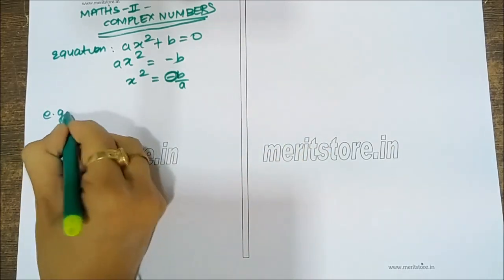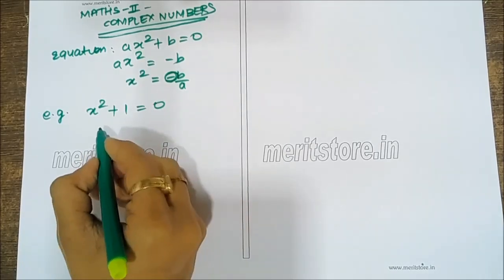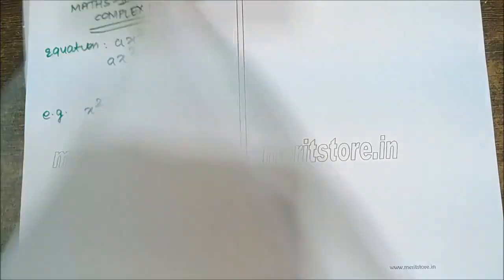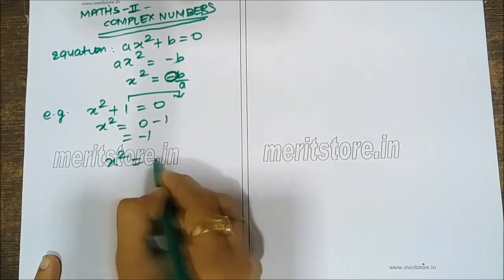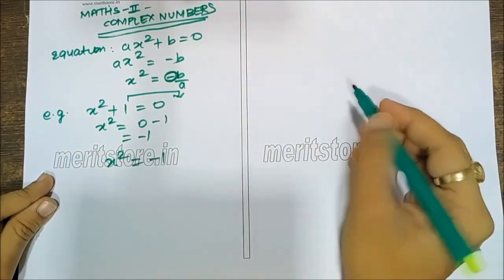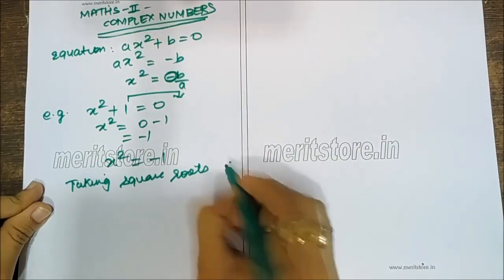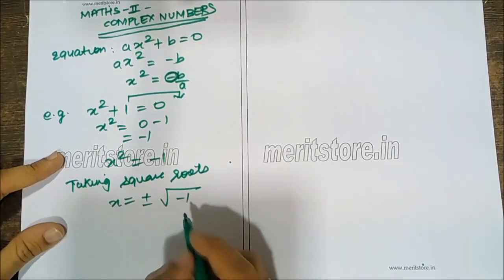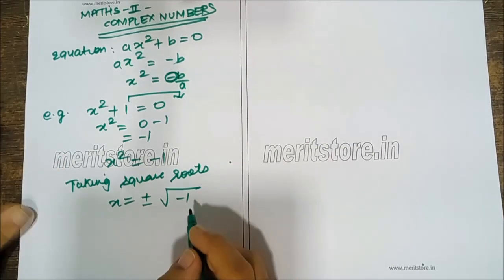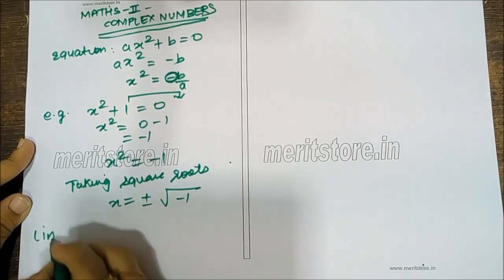Let's take an example. X square plus 1 is equal to 0. So x square is equal to, when this comes here, the sign changes and this is your minus 1. So x square is equal to minus 1, and after that you would see when you are taking square roots, what happens? X is equal to plus or minus, but this minus 1 goes inside the square root. Now this is something which was not defined at all.